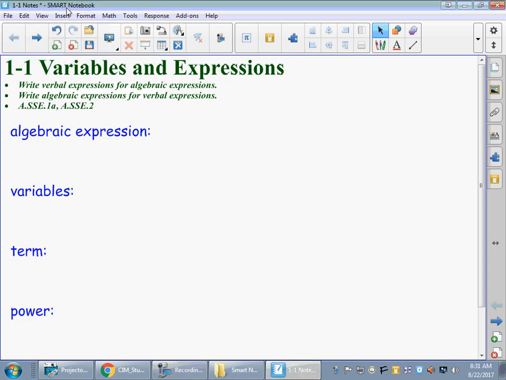These are your notes on variables and expressions. Should be a pretty easy section for you today. In this lesson, we're going to learn how to change words to symbols and then symbols back to words.